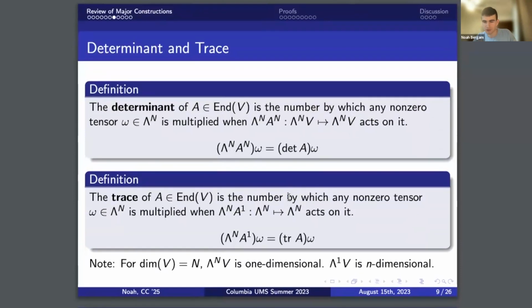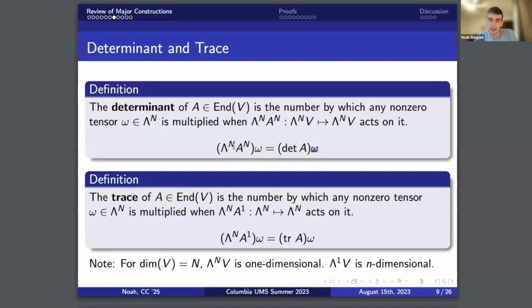Now, this is where things get tricky, and this is where a deep understanding of the k-linear extension is really necessary. You can define the determinant and the trace really easily from them, but it takes a little work to realize how this happens. The determinant of an endomorphism, just think of it like a square matrix, is the number by which any non-zero tensor omega in wedge^n V, that's a typo, is multiplied when you apply the n-linear extension. So this pops out of the omega. It's kind of remarkable.